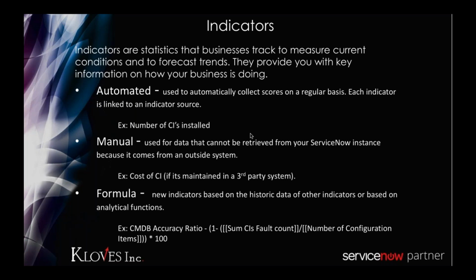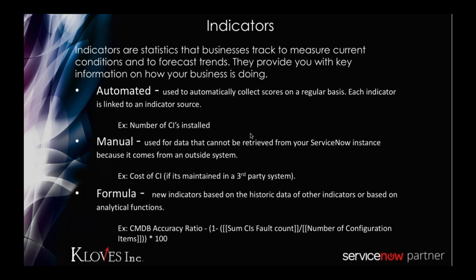And then indicators. So these are the real kind of KPIs or the actual metrics that we're tracking. They're statistics that businesses track to measure current conditions and to forecast trends. They provide you with key information on how your business is doing. And the three different types of indicators that we have are automated, manual, and formula.